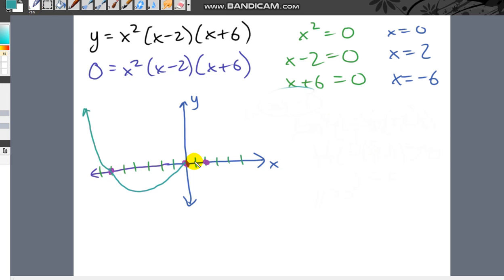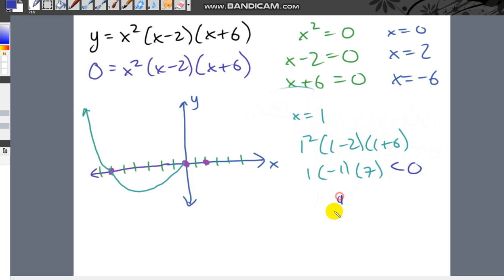Choose any number that is between 0 and 2. So let's choose 1. 1 is nice, right? So we try x equals 1 here. We have 1 squared times 1 minus 2 times 1 plus 6. This is 1 times -1 times 7. As you can see here, we have a negative, which implies that when you multiply this out, this y value is going to be less than 0. Since that y value is less than 0, this is going to be under. So it's going to look something like that.